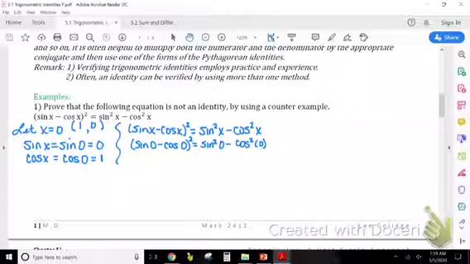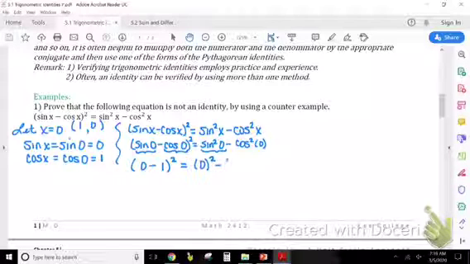So now let's plug in what we know. What is sine of 0? 0. Minus, what is cosine of 0? 1. Close it, square it. And we said that's equal to, what is sine of 0? 0. 0 squared, because it was sine squared, right? Minus, what was cosine of 0? 1. Squared.